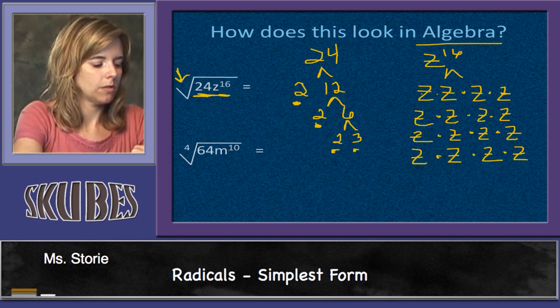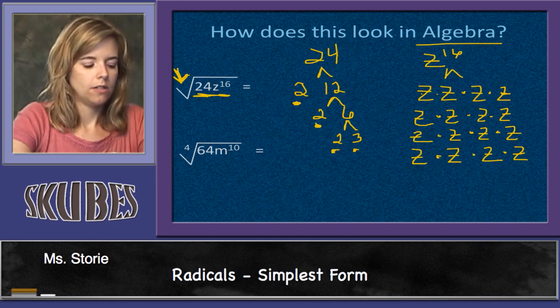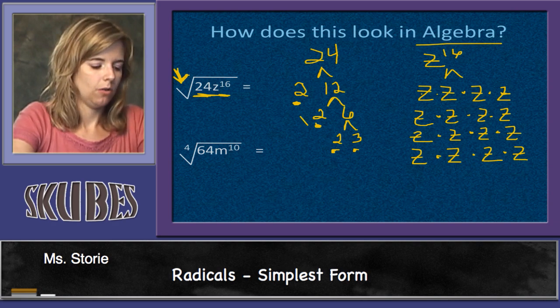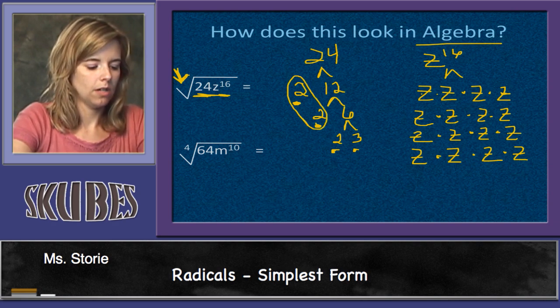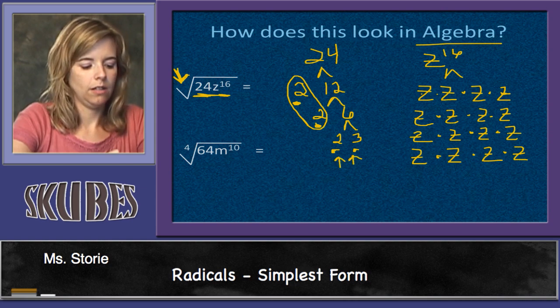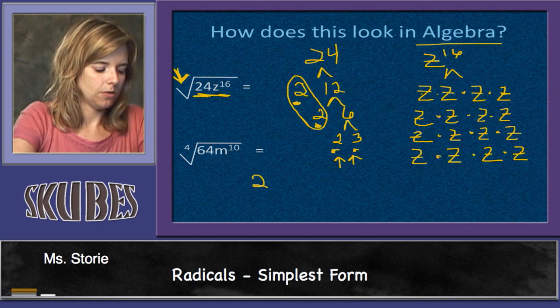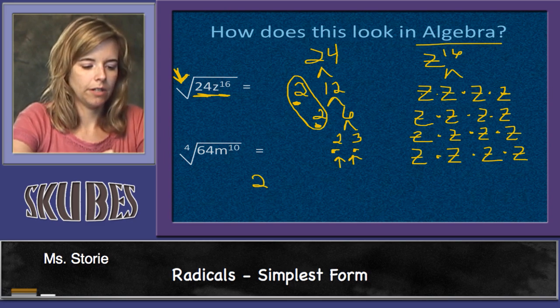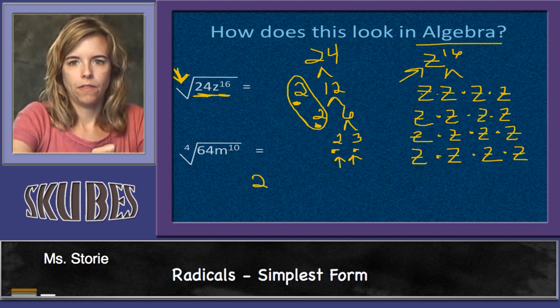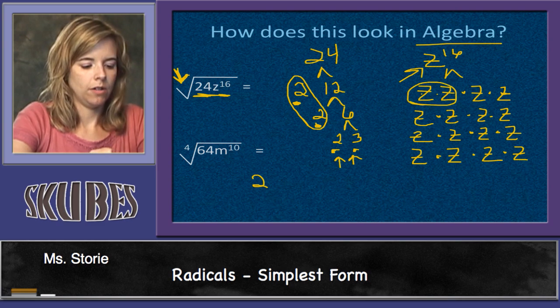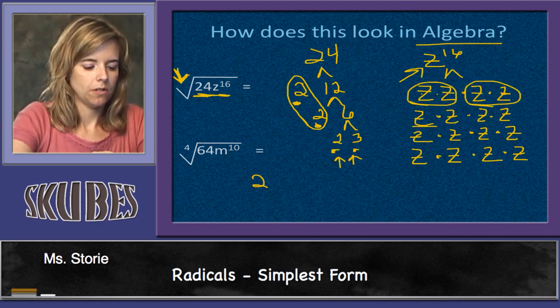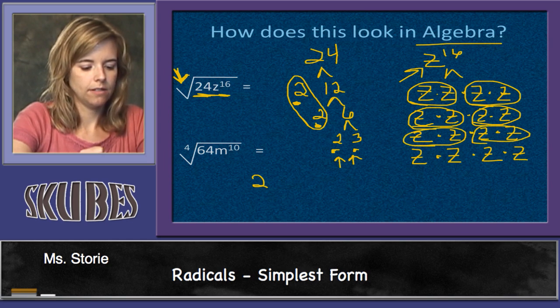Now again, the index wasn't written, so it's assumed to be 2. So we're circling pairs, groups of 2. So there's a group of 2's, and then the 2 and the 3 are lonely little leftover guys, so they just hang out for a little bit. So we take out the group of 2's. Now we're looking for a group of 2's with the variable z. So I have 1 group, 2 groups, 3 groups, 4 groups, 5, 6, 7, and 8 groups of 2.